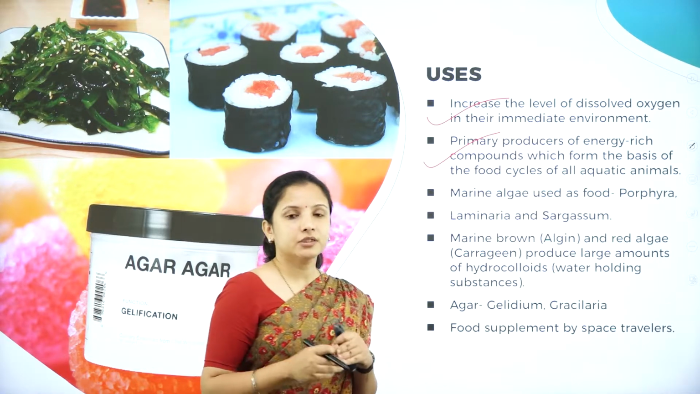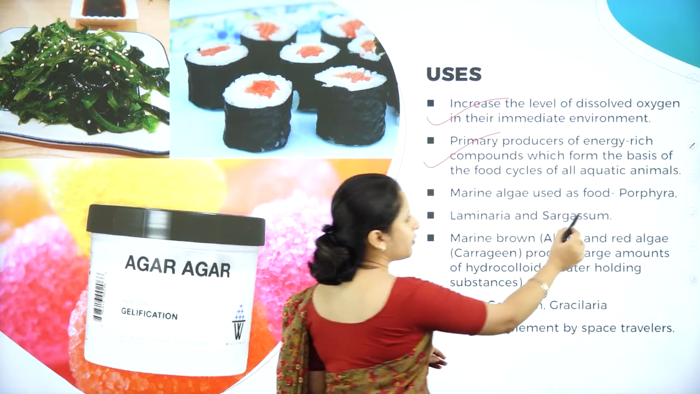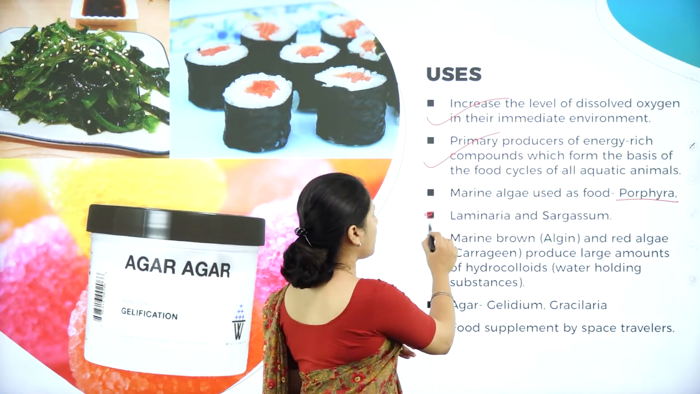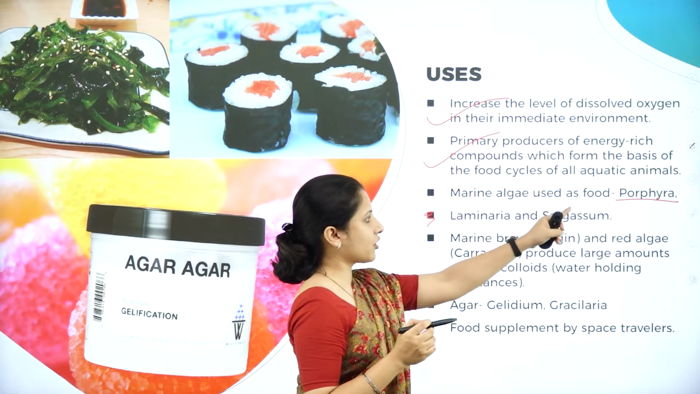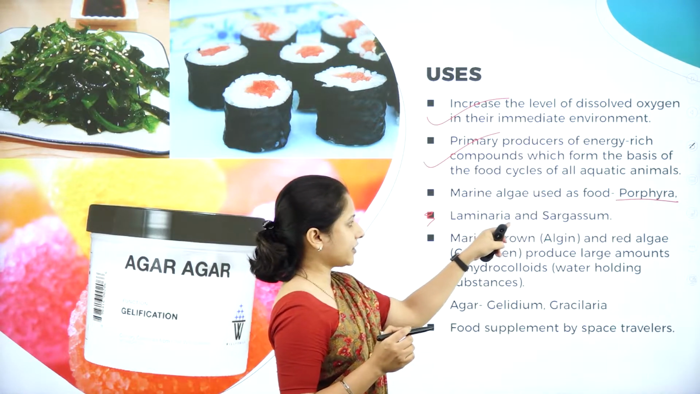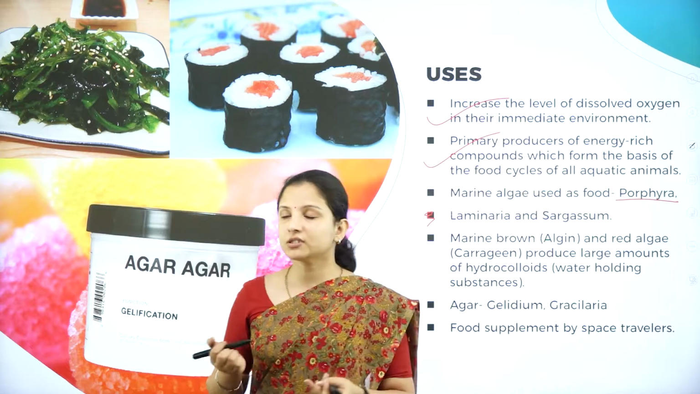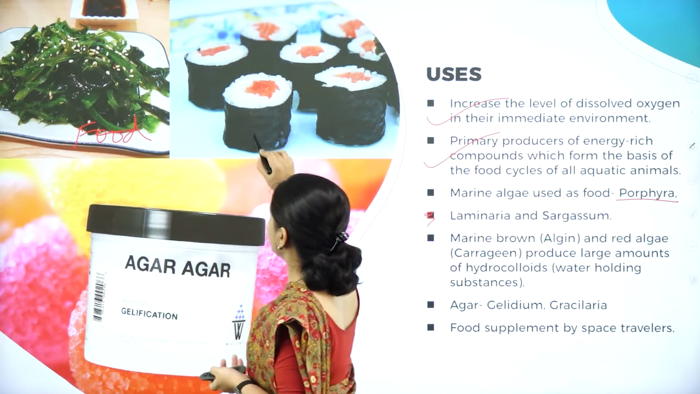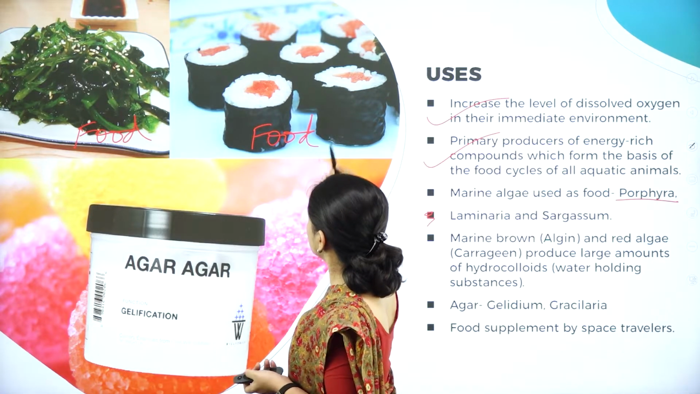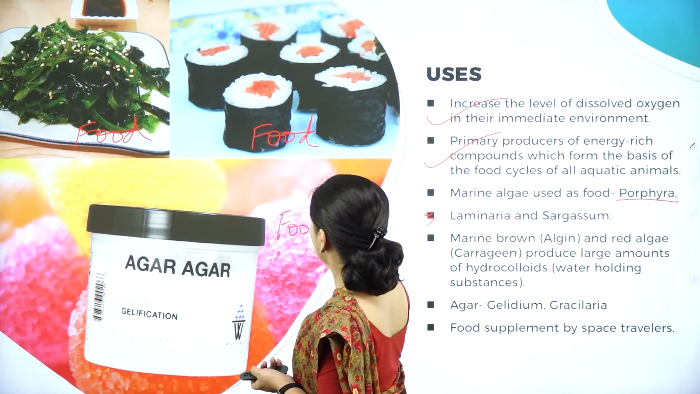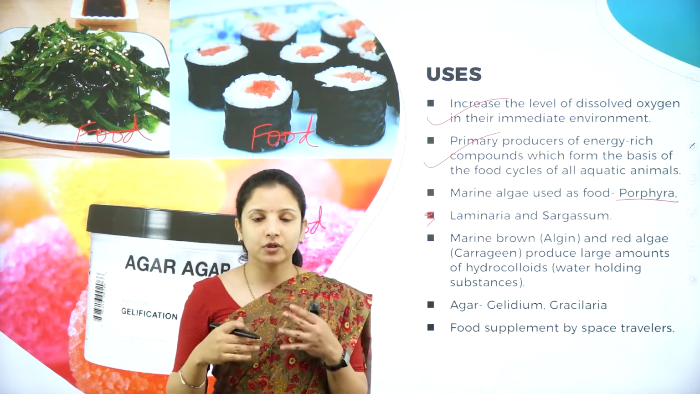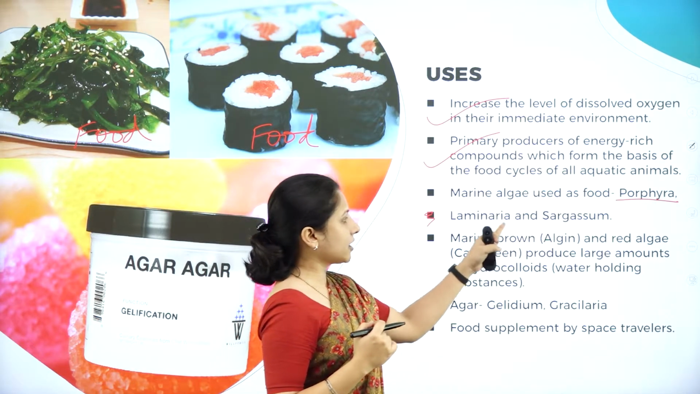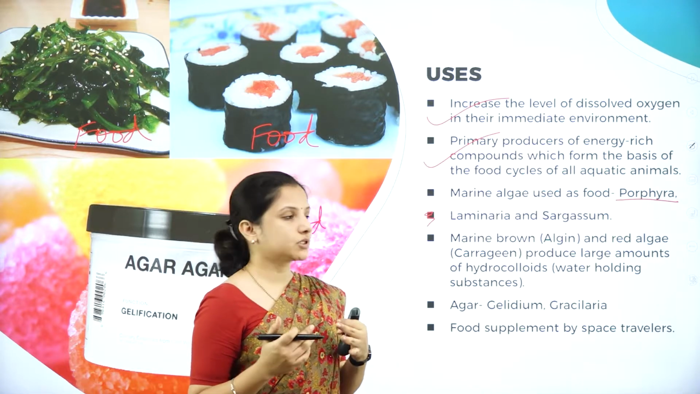And apart from this, marine algae, that is Porphyra, Laminaria and Sargassum, are usually used as food. So algae are used as a food source. Usually when it comes to commercial use, they are used as food. So marine algae, Porphyra, Laminaria and Sargassum, are commonly used as food.